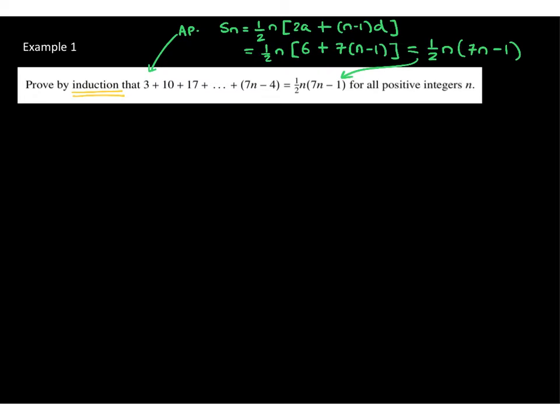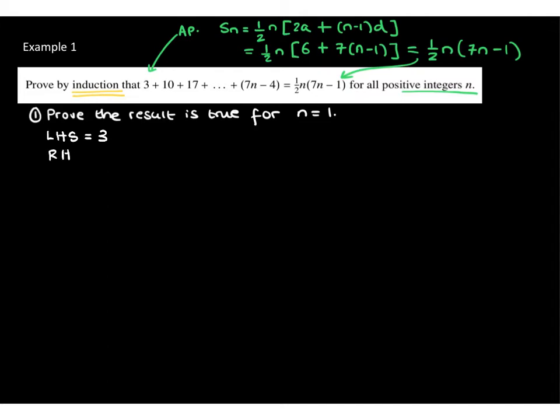So think about the steps. We're going to start by demonstrating that the result is true for n equals 1. Now, how do I know to start with n equals 1? Well, in the question it says we need to prove this is true for all positive integers n, and the first positive integer is 1. So if n equals 1, well, that means we're thinking about the first term of the series, so the left-hand side is just equal to 3.